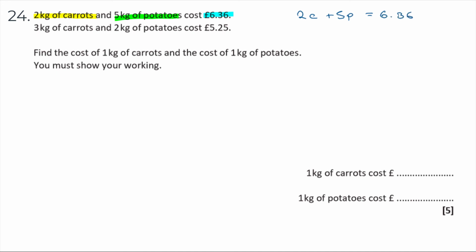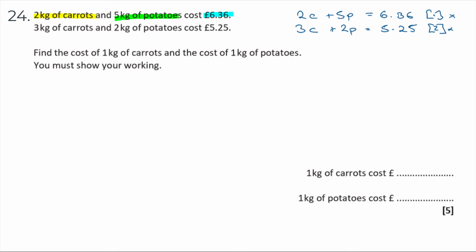Okay? And the second equation is similarly going to be 3C plus 2P, and that's equal to £5.25. Okay? Now we want to find out one of these things, so we're going to have to eliminate either P or C from our equations. I think I'm going to do P because P comes second. It's just going to be easy to write out. So I'm going to take my original equations 1 and 2, and multiply them up so I've got the same number of carrots for each.